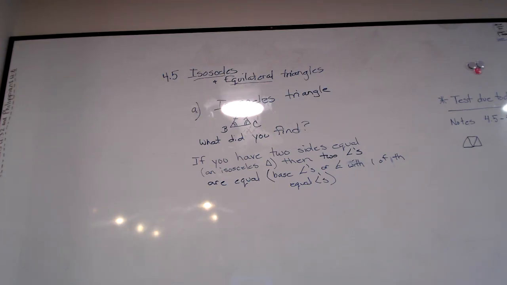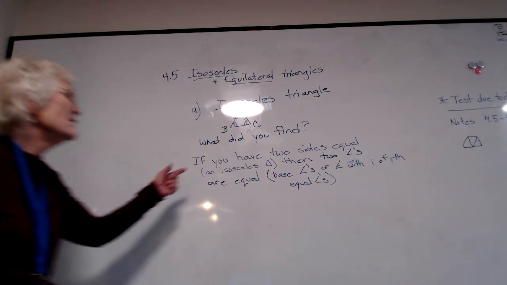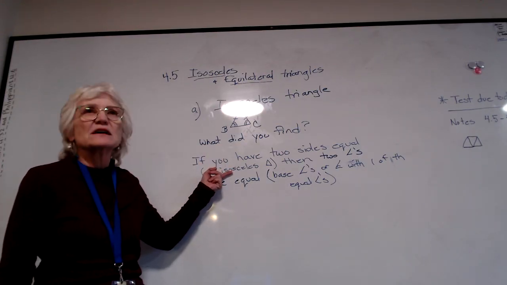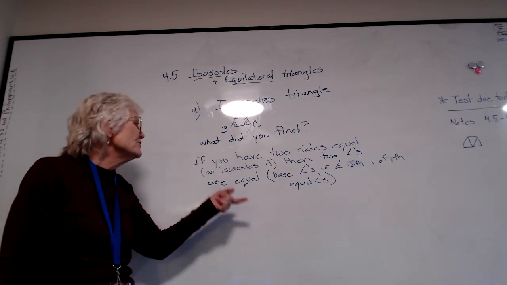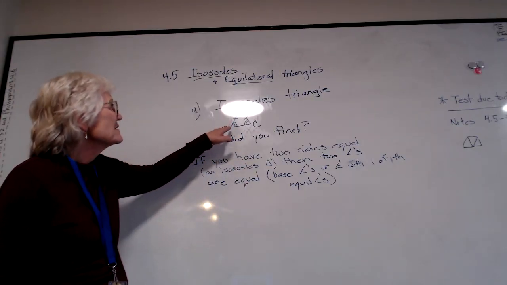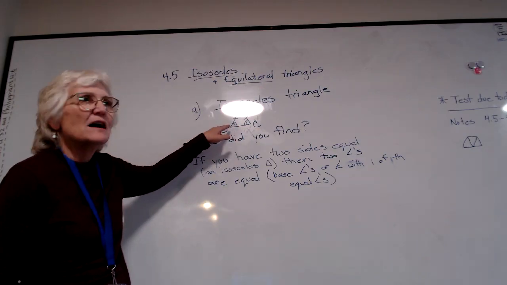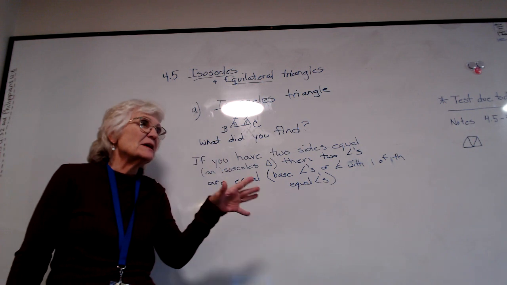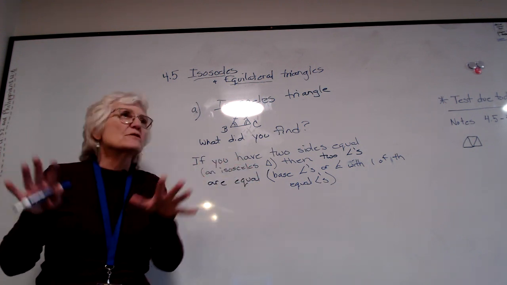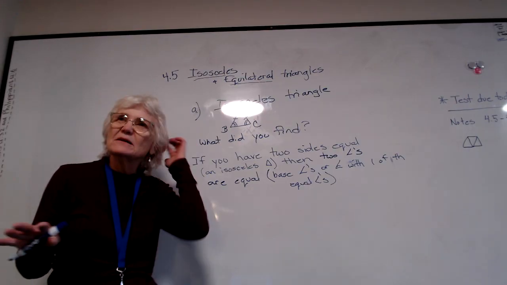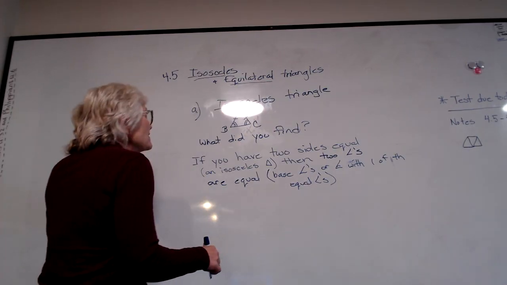I don't care if you know what this is called. Just know that if you have two sides that are equal in a triangle, that's an isosceles triangle, then two angles are equal. These are the base angles, the angles that have one of the equal sides. Does that make sense? You can identify equal angles when you see equal sides. So that's the first one.